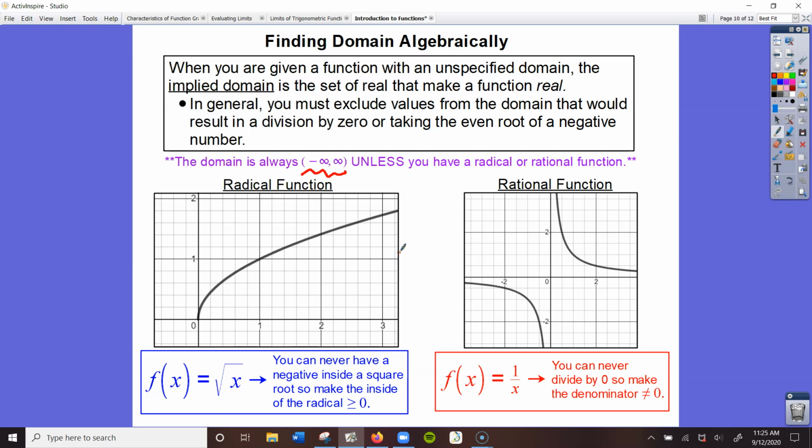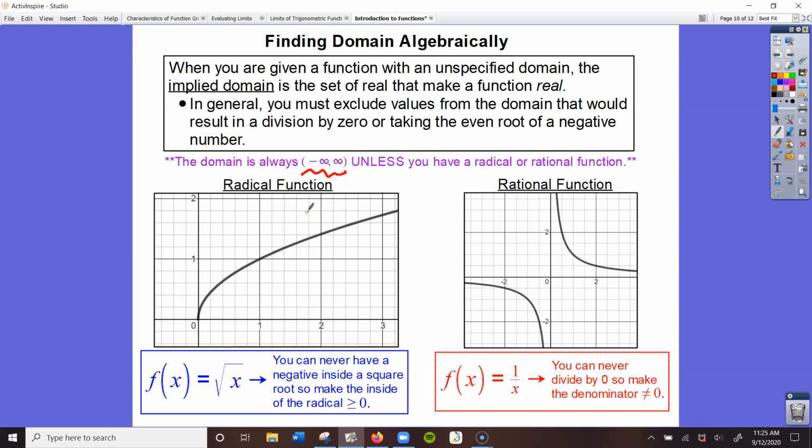Remember, domain are your x values. And a polynomial just means that you have multiple terms with exponents that are added together, such as, let's say, 3x to the third plus 4x squared minus 2x plus 1. Something like that would be considered a polynomial. And the domain would be negative infinity to infinity because I can plug in any x value that I want and I would get a y value.